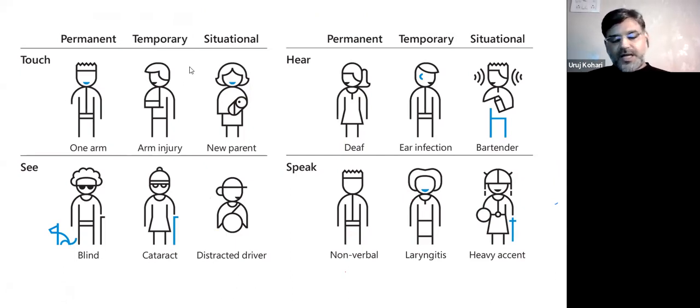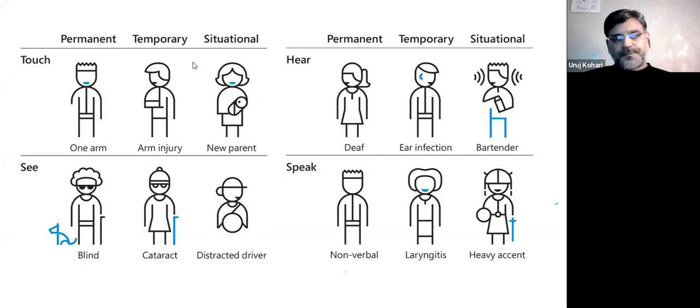We'll just see. Generally, we have these senses such as touch, hearing, seeing, and speaking. When we're talking about touch, say somebody who has lost an arm in a war or an accident has a permanent disability. Whereas somebody who has an arm in a cast has a temporary disability. And a new parent's hands may be busy holding the child. So you have these disabilities where they cannot use it.